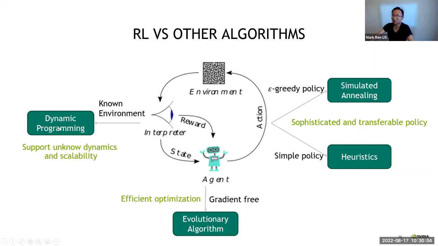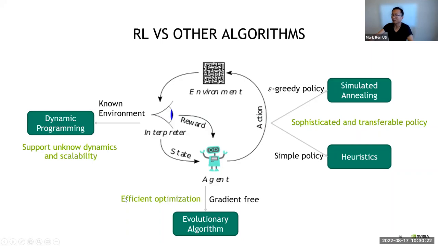Compared to dynamic programming, you need to know the exact dynamics, and it's also difficult to scale. Reinforcement learning can be more scalable, and it doesn't have to know the dynamics. You just need to compute the reward.